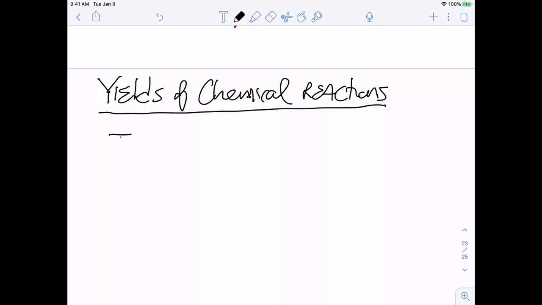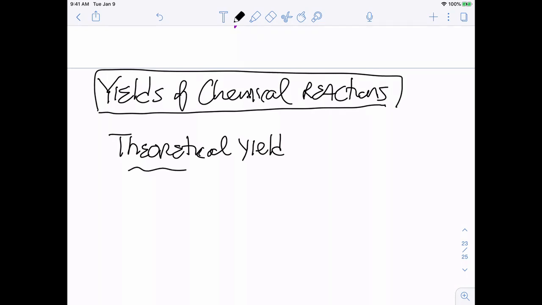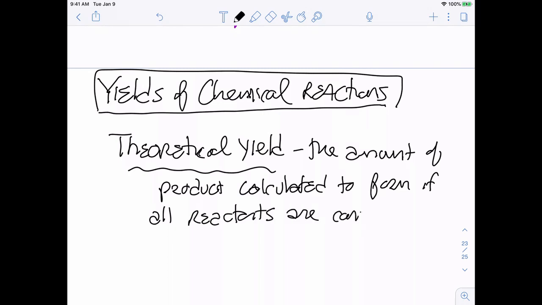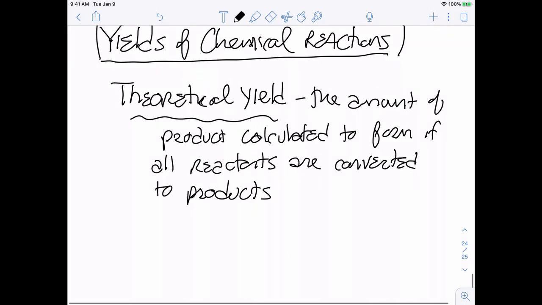So we're going to define two terms, theoretical yield, and theoretical yield is what we should get. So this is the amount of product calculated to form if all of the reactants are converted to products. So theoretical yield, the amount of product calculated to form if all reactants are converted to product. Right, this is based on the stoichiometry of our reaction.